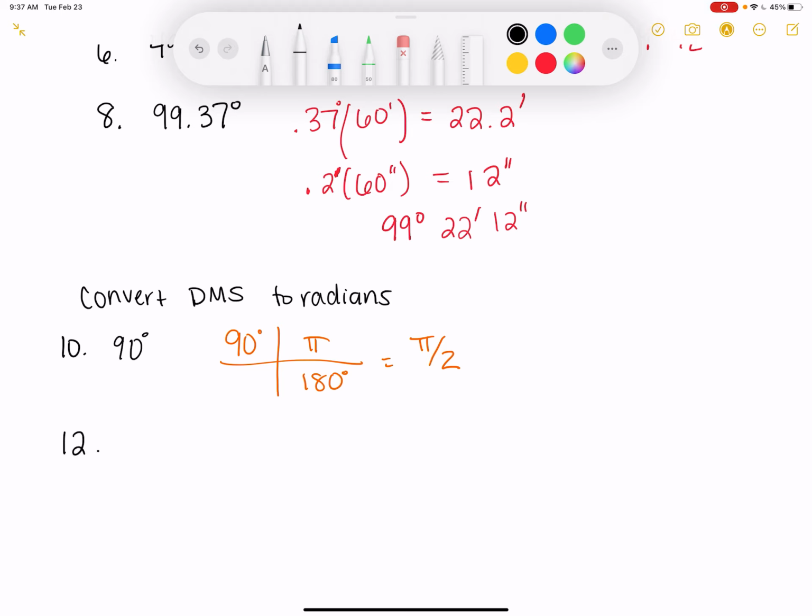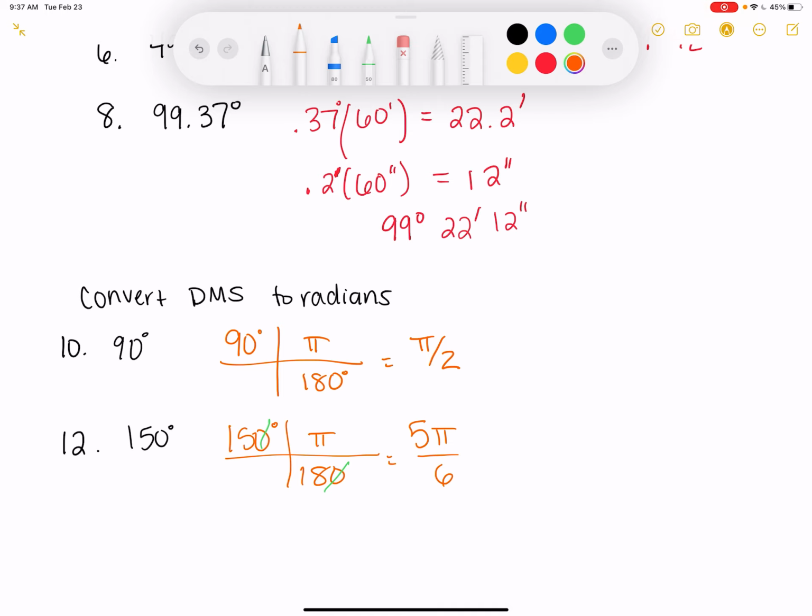150 degrees. Same thing, literally the exact same thing. 150 times pi over 180. So I can simplify this. I can get rid of the zeros. The zeros go away. 5 pi over 6. 15 pi over 18. Yes, it's 5 pi over 6, because 3 goes into 15 5 times, and 3 goes into 18 6 times.